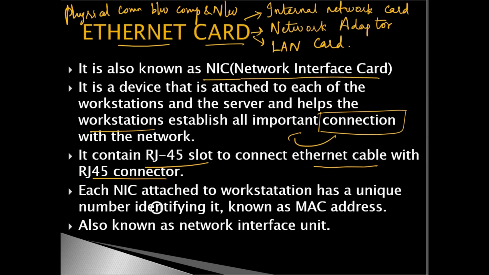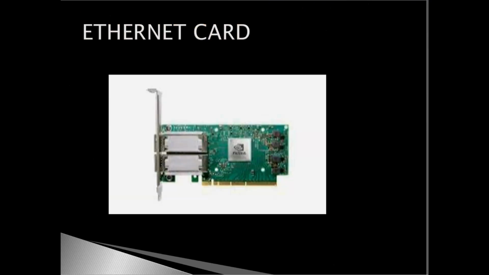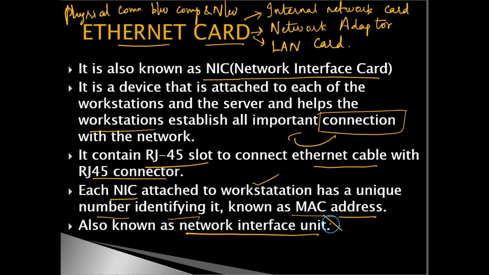Next, each NIC attached to a workstation has a unique number identifying it, known as the MAC address. This network interface card, that is this Ethernet card attached to the workstation, has a unique number to identify it, and that unique number is called the MAC address. It is also called the network interface unit. Understand? So this is your Ethernet card. The full form of MAC is Media Access Control.